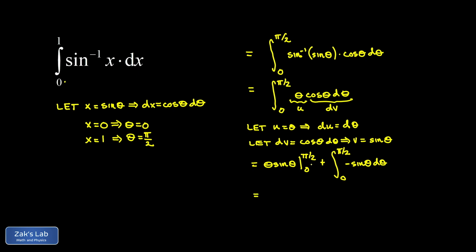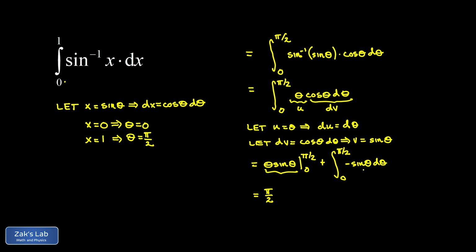Now before I write the next line, I'm going to go ahead and evaluate this first term across the limits of integration. When I sub in the upper limit there, I get pi over 2 times the sine of pi over 2. But the sine of pi over 2 is 1, so I end up with a pi over 2. And when I sub in the lower limit, I get 0 times 0, so that's just 0.